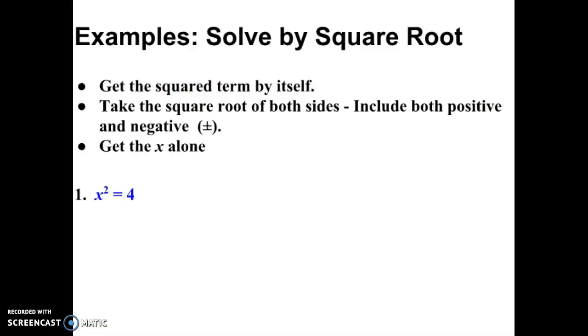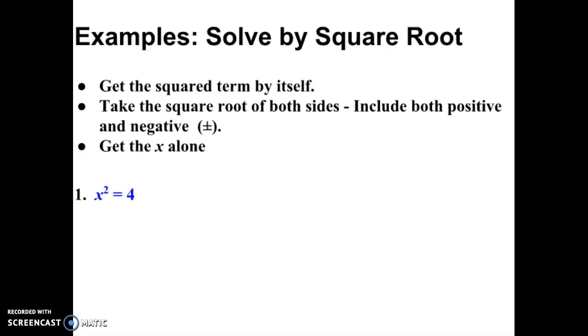Okay, go ahead and copy down the notes up here, so you may want to hit pause for a minute to write this down in your foldable if you need to. But just to summarize, what we want to do is get the squared term by itself. So if you have something squared, like an x squared or a t squared or whatever, you want to isolate that term and get rid of everything else that's next to it. Get it to the other side of the equation.